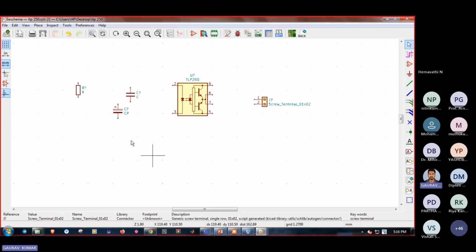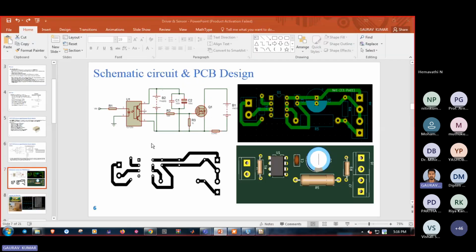Now I have shown you the schematic which has three resistances. The first one is at the input, and the other two resistances are R2 and R3 like this. So we want three resistances, and we want a total of three terminals. The first terminal is for giving the microcontroller input. The second terminal is for the 15 volt supply, and the third terminal is to take the output.